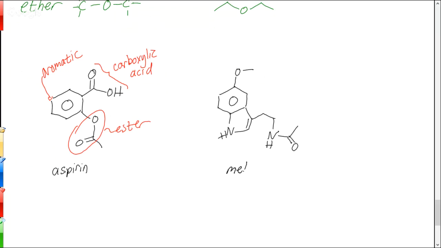This is melatonin, which is a chemical that regulates biological cycles, so you know when it's nighttime and daytime and when you're supposed to sleep, that kind of thing. What kind of functional groups can you find here? Yep, there's another aromatic ring here, a benzene ring.